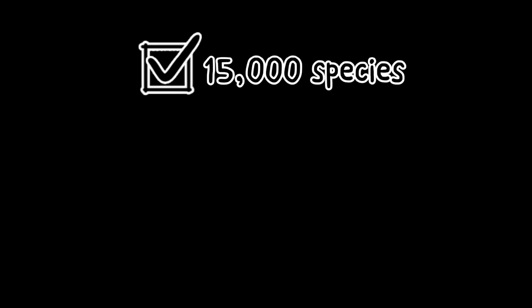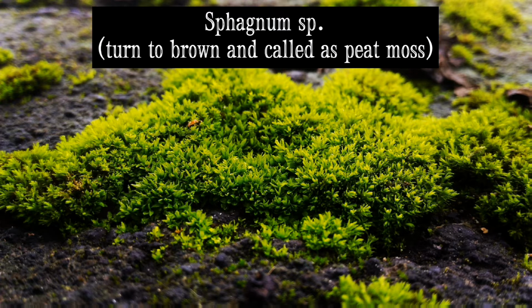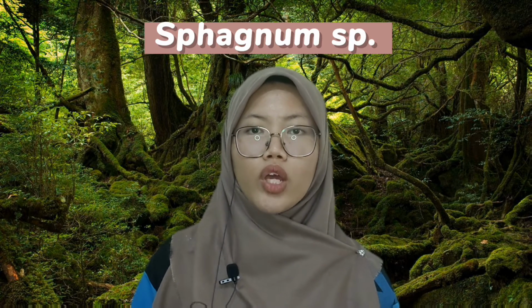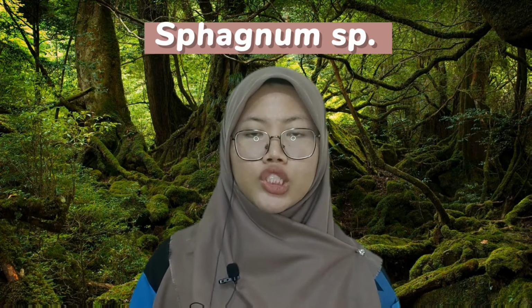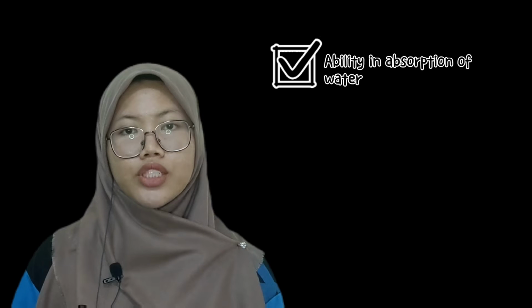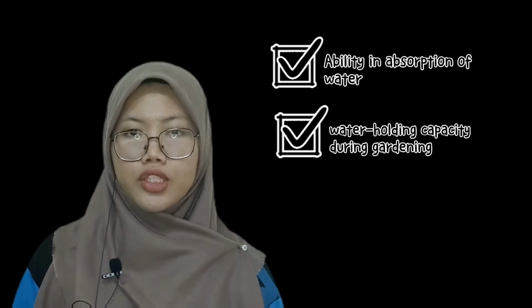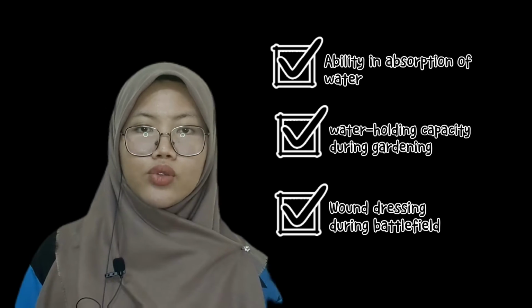Other than that, mosses have over 15,000 species and three major groups, which are peat mosses, granite mosses, and true mosses. Sphagnum is one of the peat moss species that has great commercial and ecological importance to humans. There are some uses of Sphagnum, such as its tremendous ability to absorb water, improving the water holding capacity of the soil during gardening, and being used as wound dressing on the battlefield.